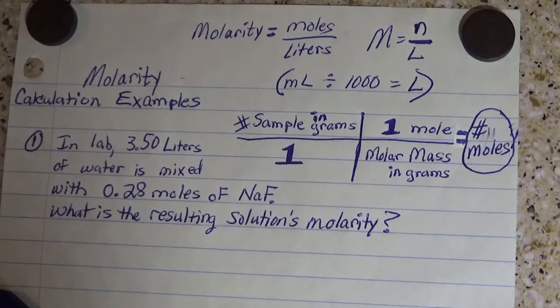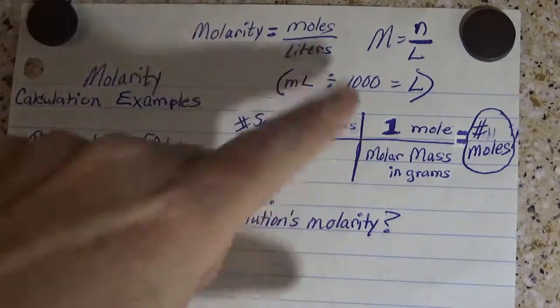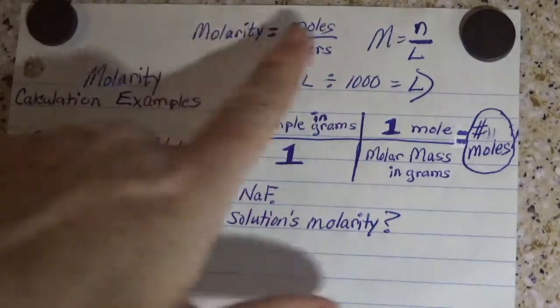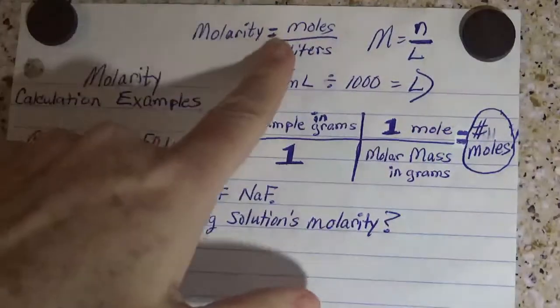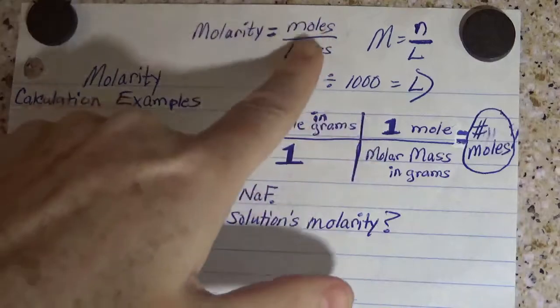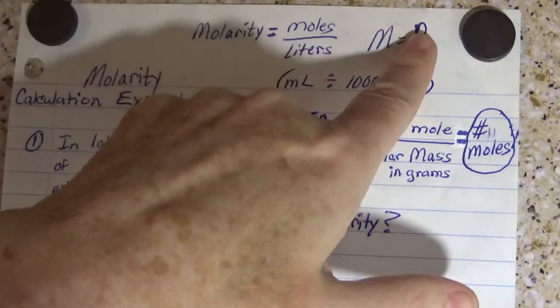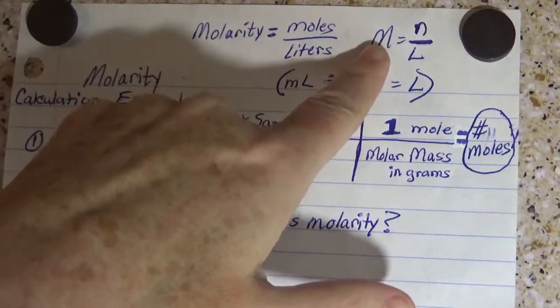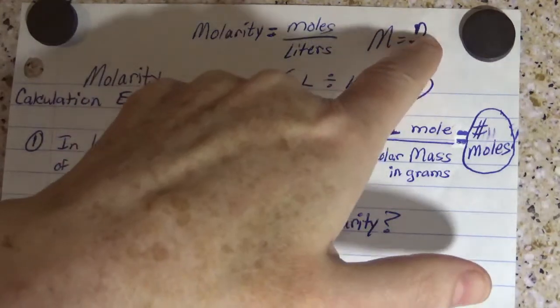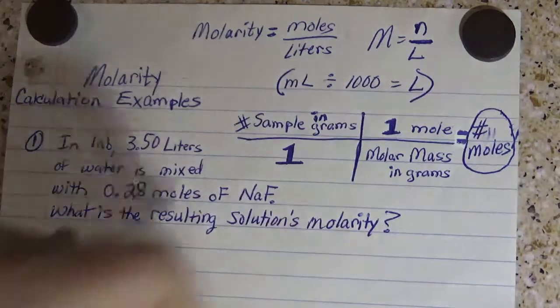Okay, this is a tutorial video on how to calculate molarity questions. You need to be familiar with the formula, either written in words or in letters. Molarity is equal to moles divided by liters. It cannot be in grams, it must be in moles. Moles is represented with the letter n. Capital M is molarity, n is moles, capital L for liters.